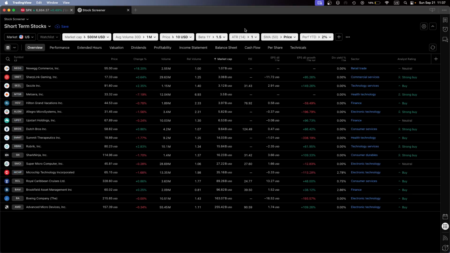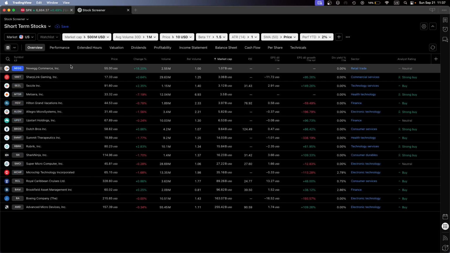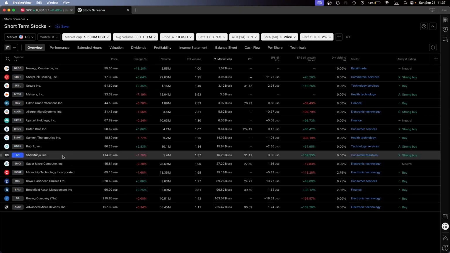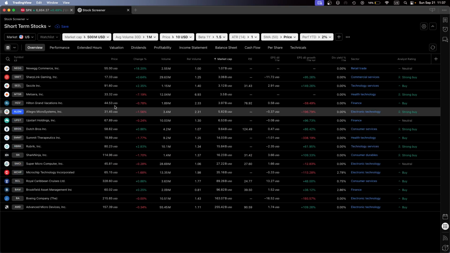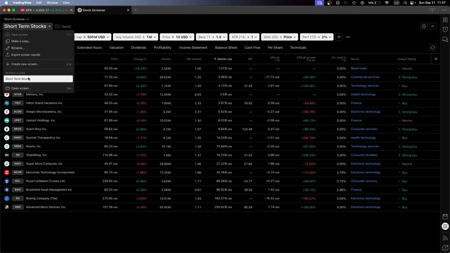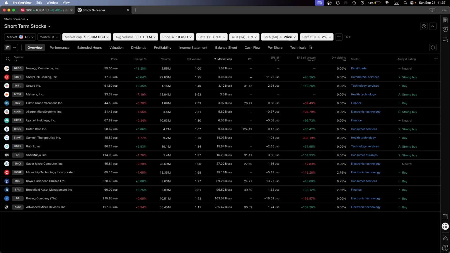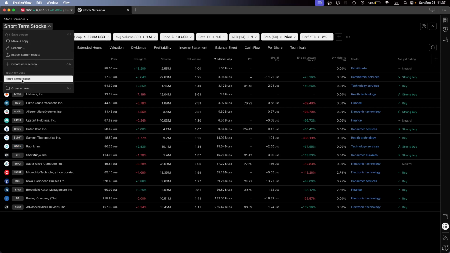Okay, so now we have a list. You see, from so many stocks we are left with only these stocks. Here what you need to do is click on save. Now you can always access it under short-term stocks. Anything that follows these criteria will be shown in this screener. Okay, so let's move on to the next list, which is for long-term.